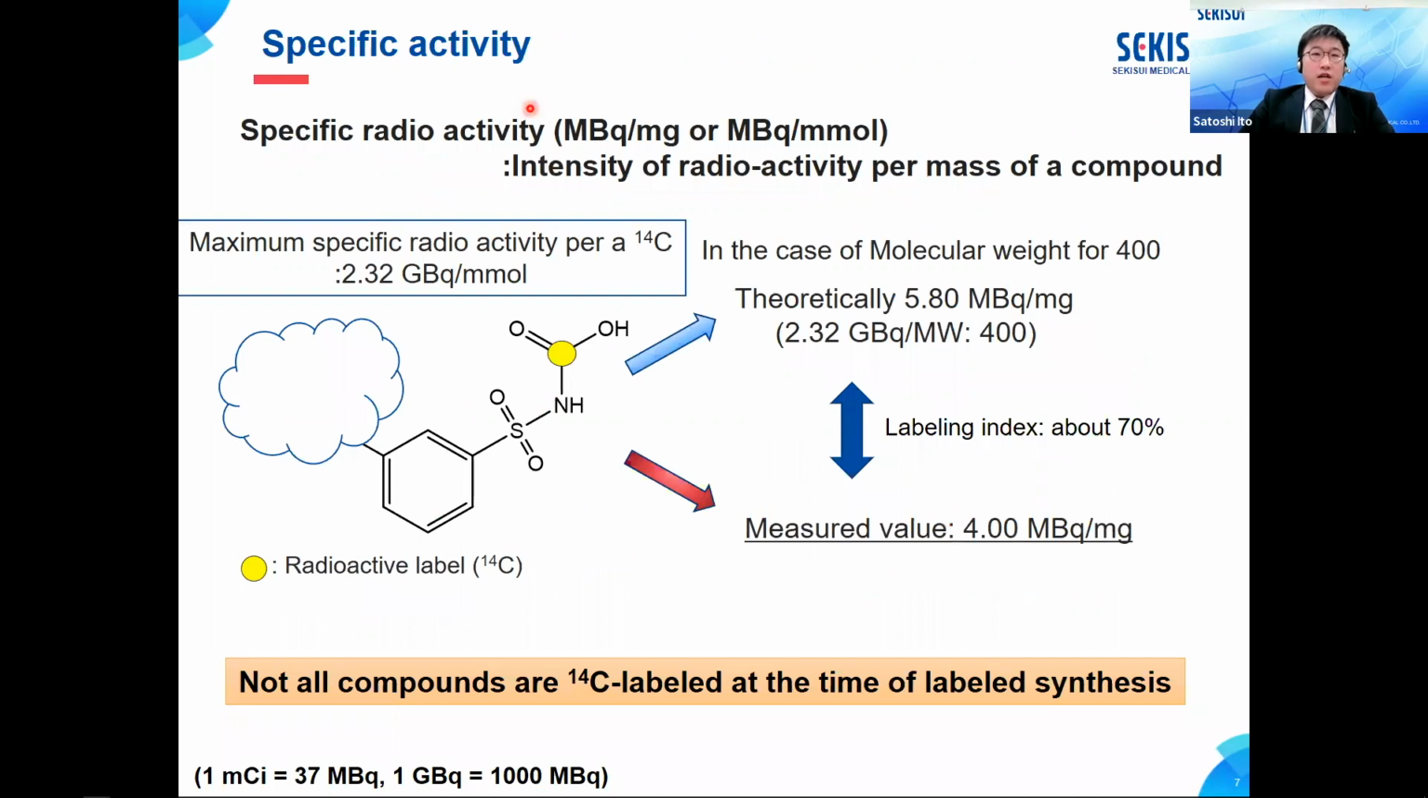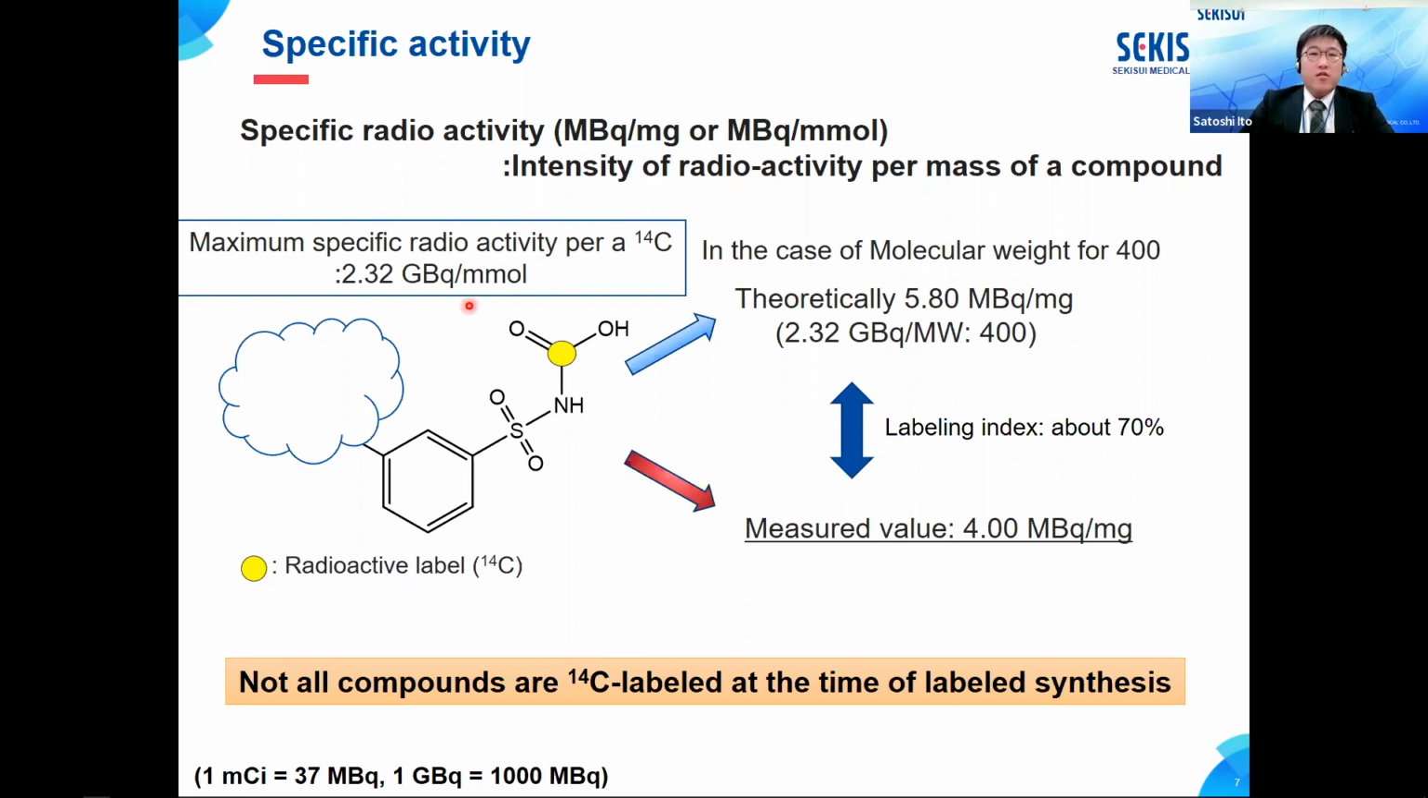Next, I will explain specific activity, which is a unit unique to radiolabeled compound. The specific radioactivity is the radioactivity per unit weight and is expressed in megabecquerel per milligram or megabecquerel per millimole. The maximum specific activity when one carbon in the compound is replaced by carbon-14 is 2.32 gigabecquerel per millimole.